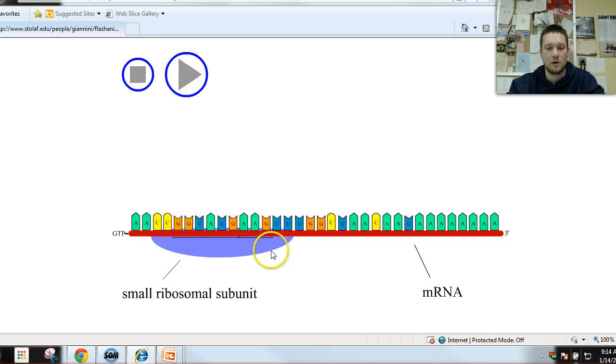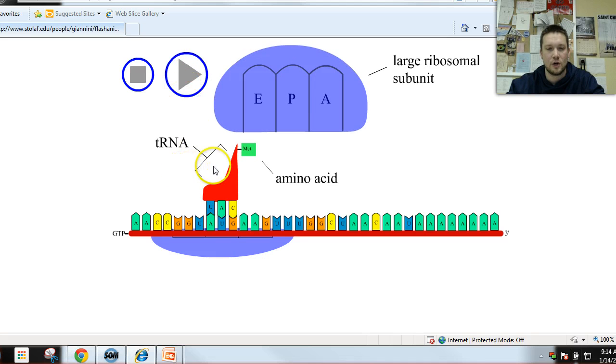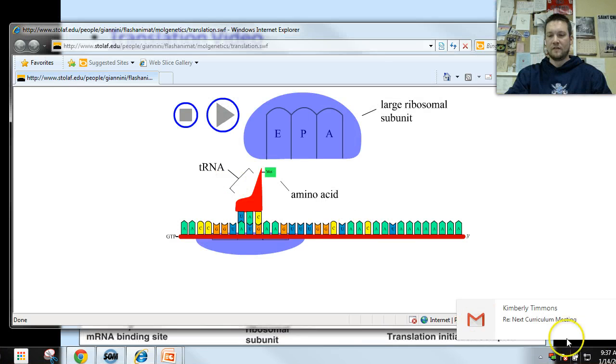Initiation: our small ribosomal subunit shows up and binds. Our first tRNA is going to show up, so the tRNA are the red. The amino acid is the little shape that's attached to it. I don't think they'll always be green. And then you'll see three bases on the bottom of the tRNA. That's our anticodon, and they have to match with the mRNA.